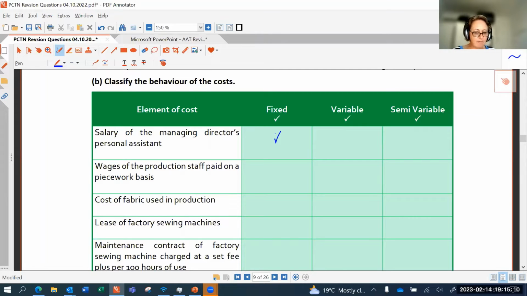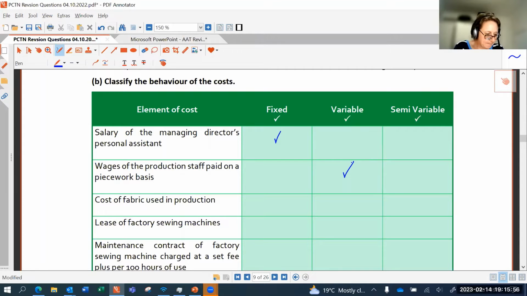Wages of the production staff, and they're paid on a piecework basis. We should have seen that term before. They are variable costs. Let's imagine we pay our staff, well, how much would we pay them for a tracksuit? Let's say we pay them £4 per tracksuit. Maybe that's a bit generous, but we'll give them £4 per tracksuit. Piecework. So they make one, they get £4. They make 10, they get £40. So you can see that as the number of tracksuits produced increases, so does the pay of the production staff. So it's variable. It's a constant amount per tracksuit, but the more tracksuits are produced, the more the total cost becomes.